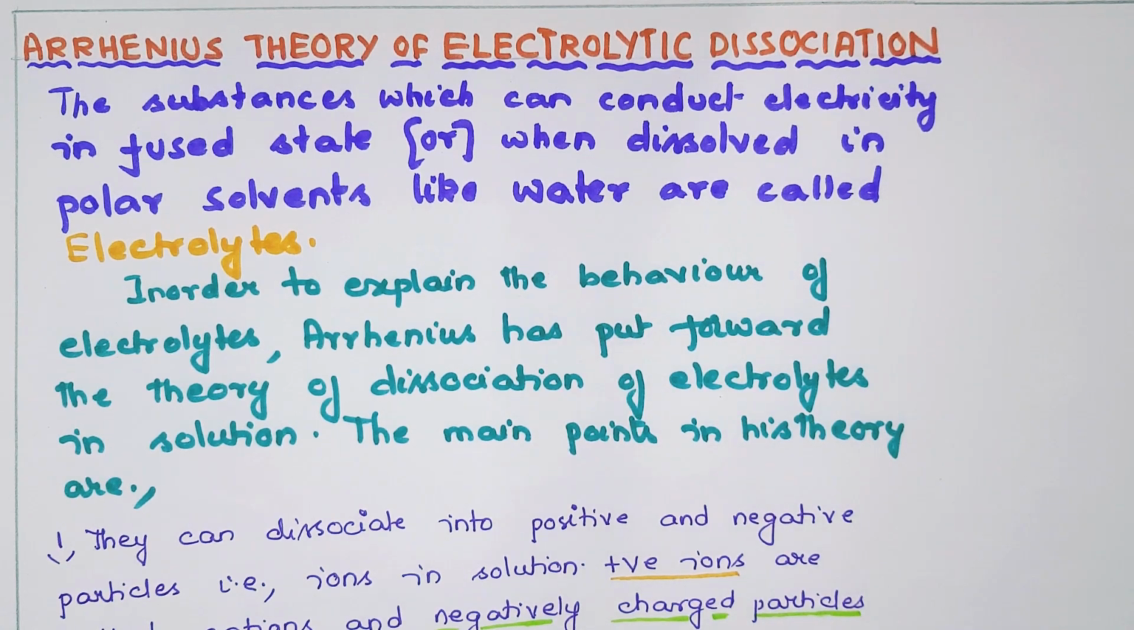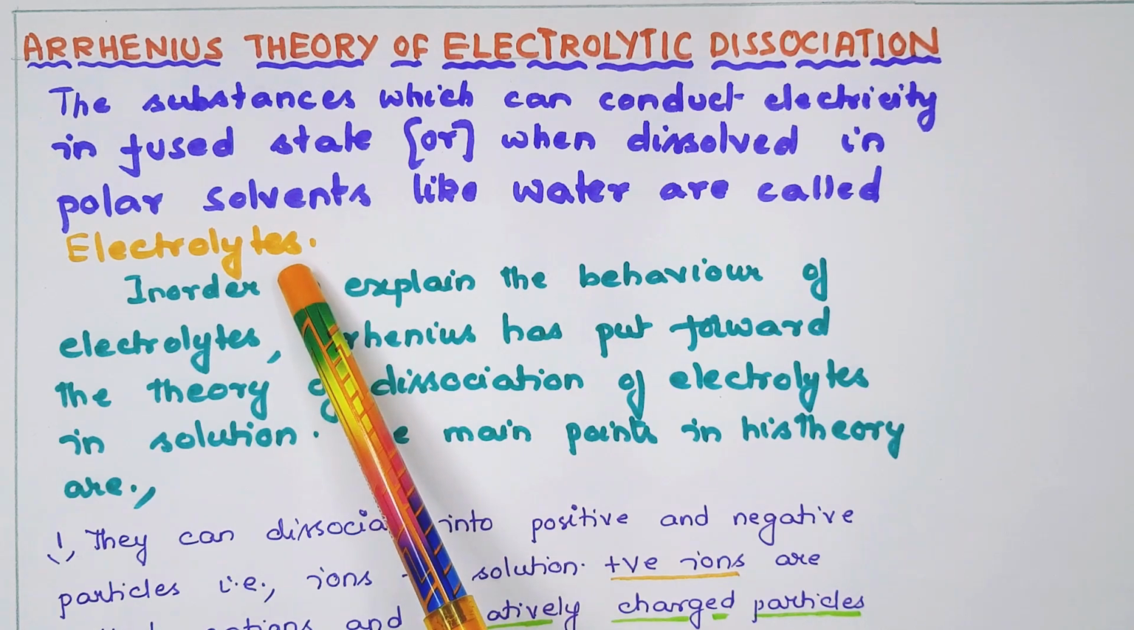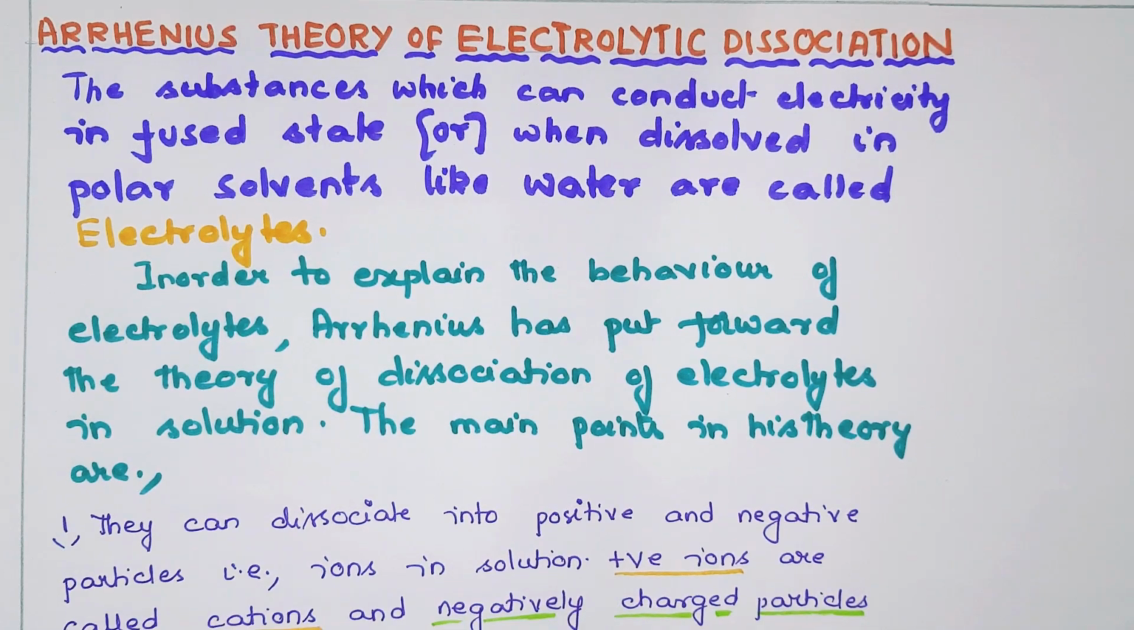Yes. So, what do we learn under this Arrhenius theory of electrolytic dissociation? First of all, we should know what electrolytes are. These are the substances which can conduct electricity in fused state or when they are dissolved in polar solvents like water. We call these substances electrolytes, students. So first I mention the definition of electrolytes: the substances which can conduct electricity in fused state or when dissolved in polar solvents like water are called electrolytes.